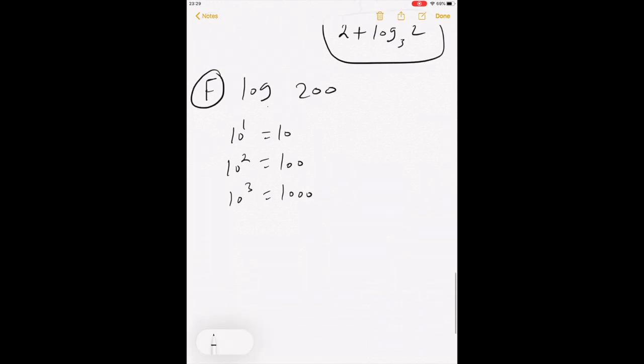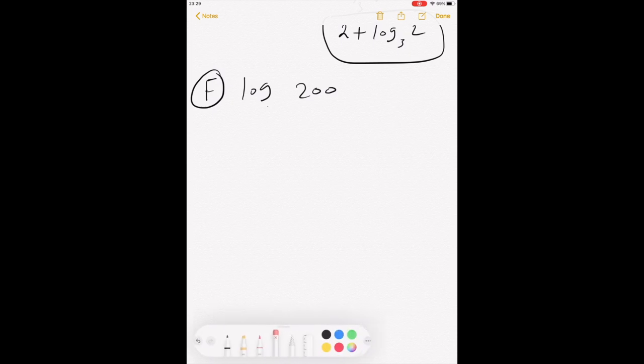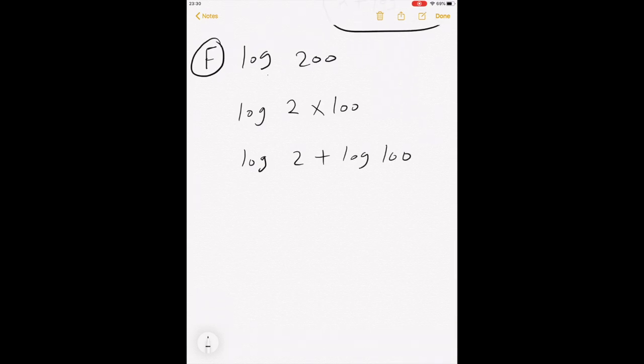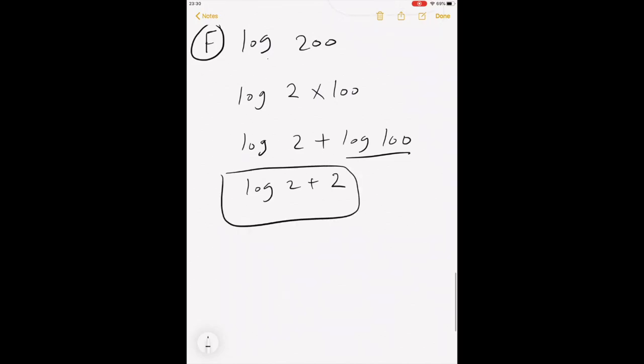So the only way to get a simpler value of that is through simplifying it further. So log 200 comes from 2 multiplied by 100. That means log 2 plus log 100, which is the same thing. So log 2 plus log 100, 10 to the power of something gives you 100, that means 2. So that's the simplest form.